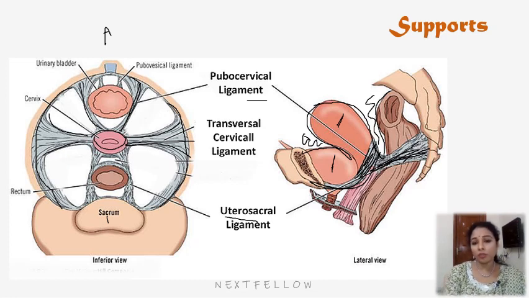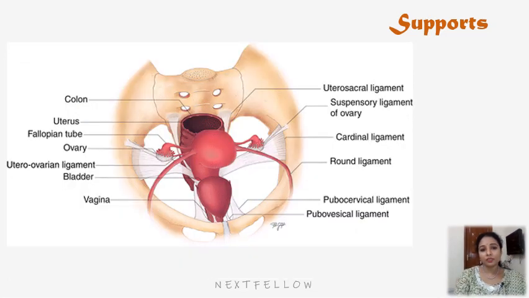So this is all about the supports of the uterus. Discussing the round ligaments, you can see here these are the round ligaments, and we can see the fallopian tube on each side. This is the superior view of the lesser pelvis, where we can see the sacrum on the posterior side and the pubis, symphysis pubis, on the anterior side.